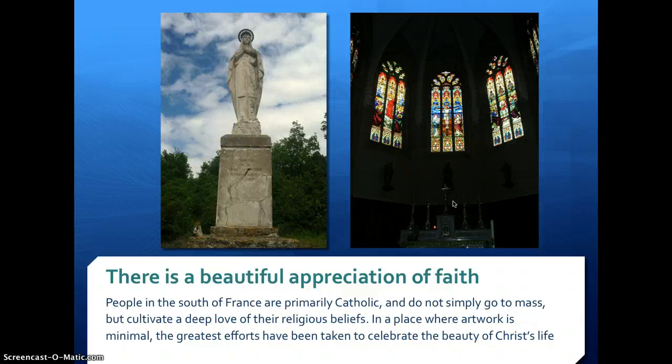Most people in the south of France are Catholic. They've been Catholic for years, but they don't simply go to Mass, they love their religious beliefs. There's not really a lot of artwork here because people are working so hard, but when it comes to showing off Christ's life and their religion, they just make it absolutely beautiful.